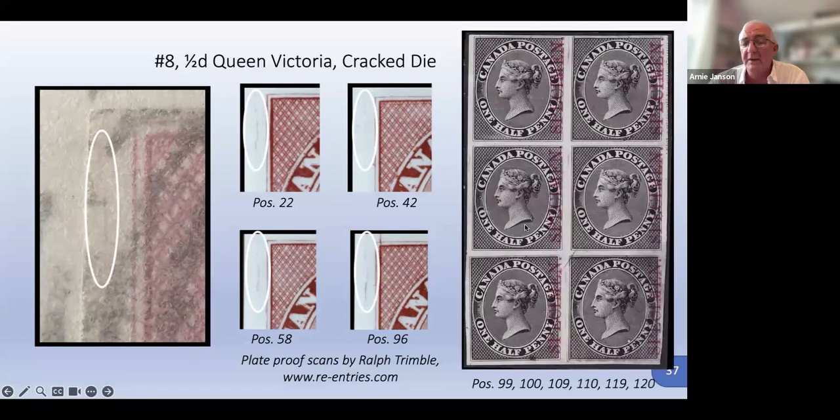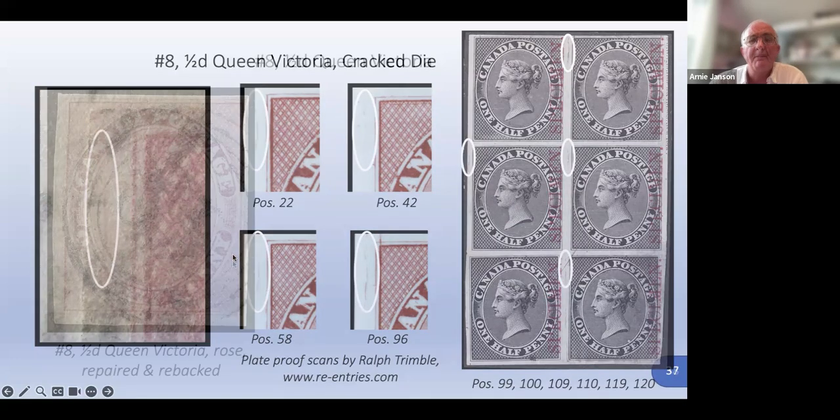And then if we look at the specimen, he has this. I don't own any of these specimens. We can see it in those locations again. It looks like it was a plate crack on the master die that was transferred onto the transfer roll and then onto the printing plate in probably all positions, but it's just more obvious in some than in others. So that's a cracked die on the halfpenny Queen Victoria.